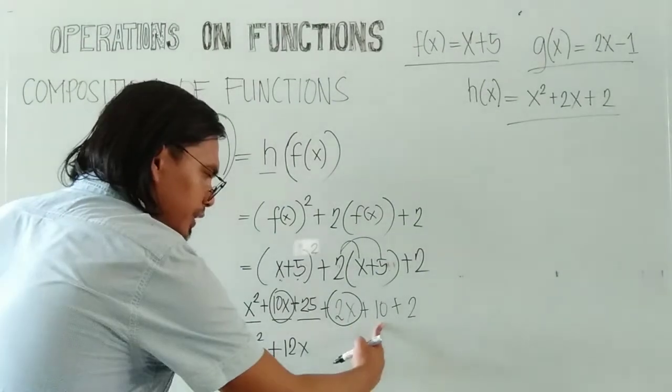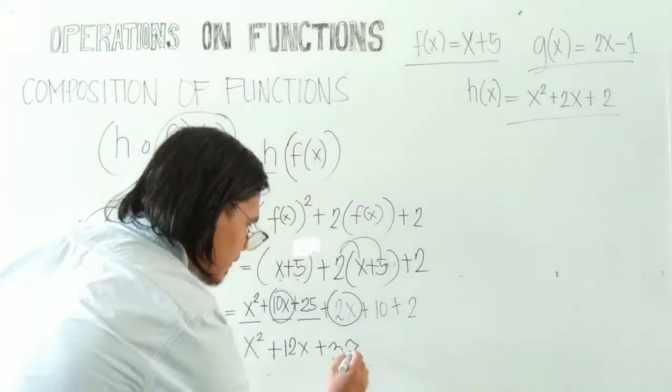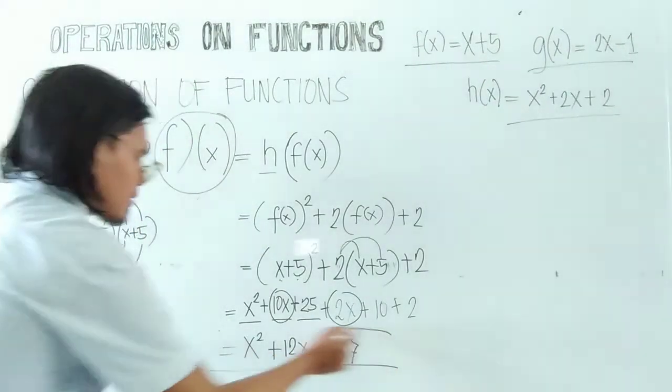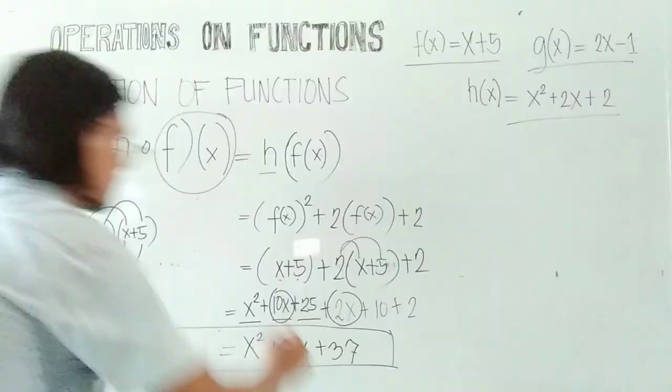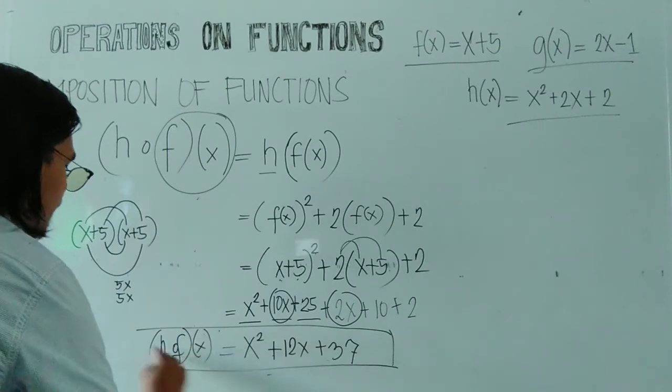Then we have your constants, 25 plus 10, that is 35, plus 2. So we have 37. So very easy. So that is how to solve for the composition of functions.